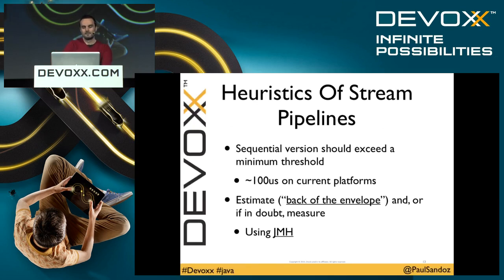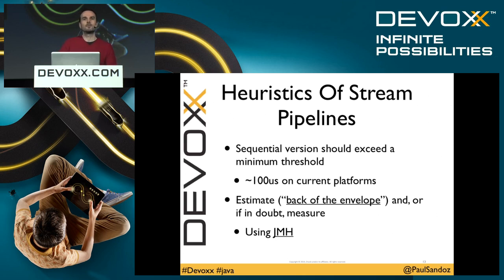Essentially, there's a minimum threshold by which you start getting performance equal to and better than sequential. On current platforms, it's approximately about 100 microseconds. If your sequential version takes about 100 microseconds or more, then you've got a chance of getting a parallel speedup. And there are two ways you can work this out. First of all, you can estimate, or if in doubt, measure, and perhaps you should do both. But the estimate is quite a powerful one if you think of it as a back of the envelope thing.